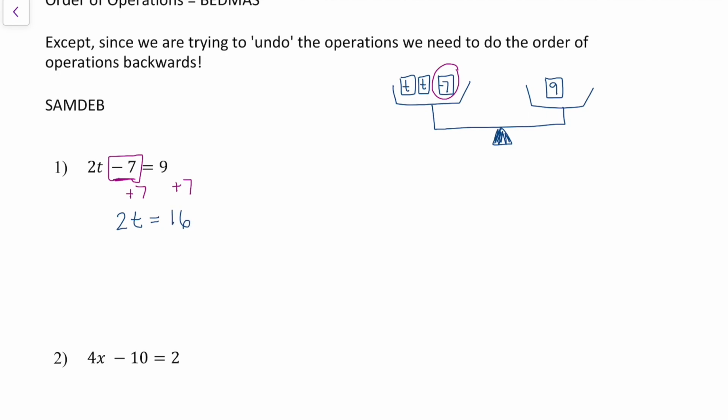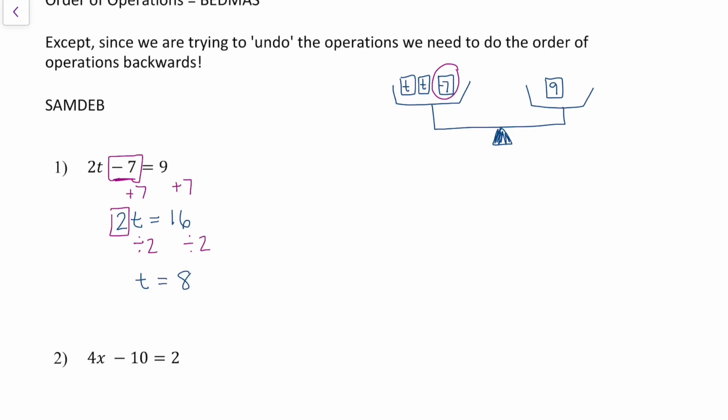So I've gotten rid of that -7, and I'm now left with 2t equals 16, which is just like our one-step problems. I now want to get rid of this multiply 2, so I'm going to divide each side by 2, and I end up with t equals 8.